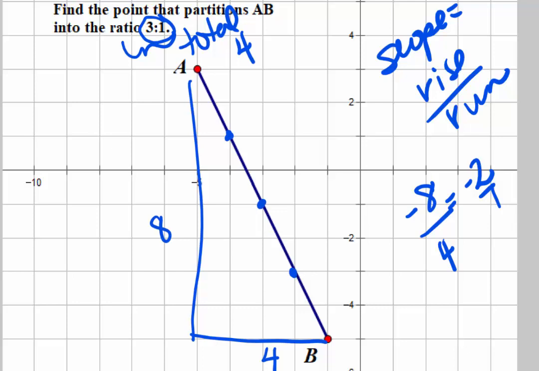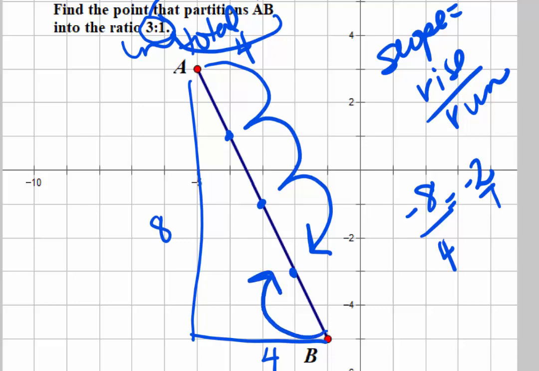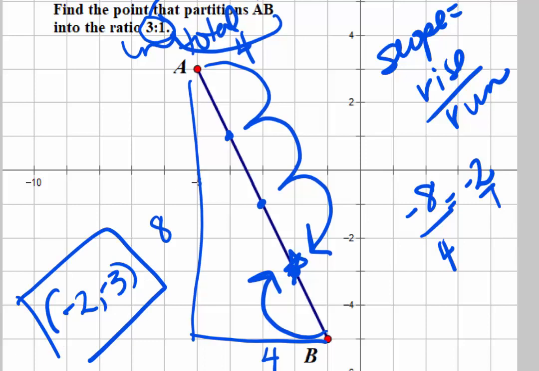So finding the point that partitions AB in the ratio 3 to 1, A is listed first and 3 is listed first. So I'd be doing 1 section, 2 sections, 3 sections from A, and B is listed last and the 1 is listed last. So 1 section from B. So the point that is dividing this into that specific ratio is this point here, and the coordinates of it are -2, -3. And that would be the final answer for something like that.